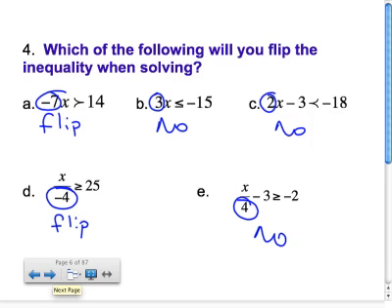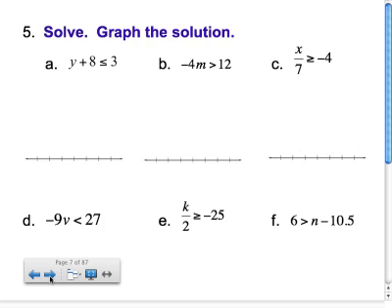Okay, so those are just kind of getting your feet wet in terms of whether or not you would have to flip the inequality. Okay, number 5, we're going to do a couple of these together. I'm going to leave a couple for you to do on your own as well. So we'll do part A together first.